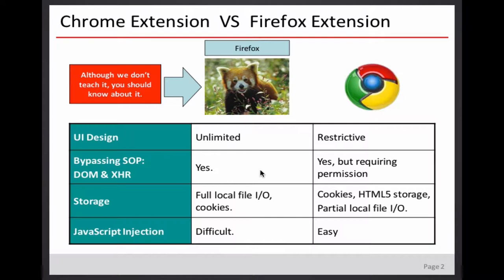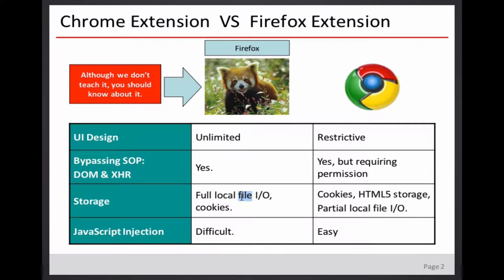Basically, if you create a page, and inside an iframe accessing YouTube, you cannot change the content inside the YouTube page, or you cannot fire an XMLHttpRequest to other sites. But with an extension, you can do this, because an extension is just like the root account in Linux. It's a root account inside the browser. There is partial local file IO in a Chrome extension, and in a Firefox extension it is full. That's why I say this guy is horrible.